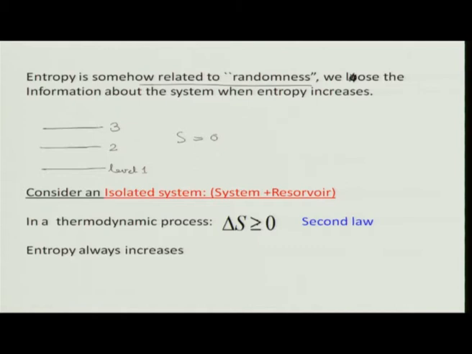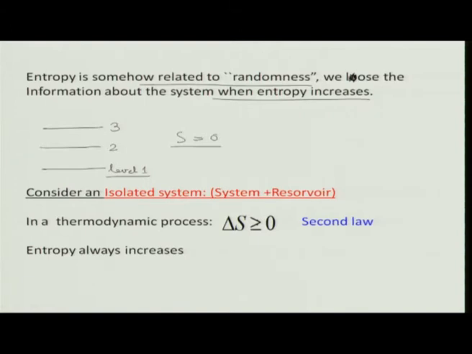But at the same time, I am losing information. When I knew for certain that the electron was in level 1, entropy was 0. As the probability of occupying other states increases, entropy increases. That is why I said we lose information about the system when the entropy increases. Okay?